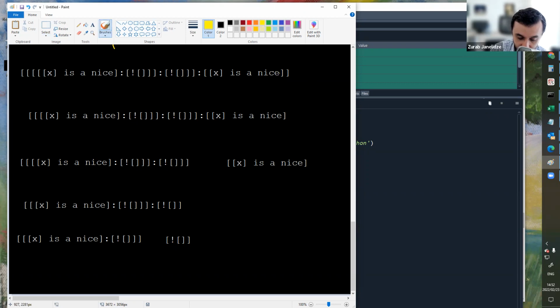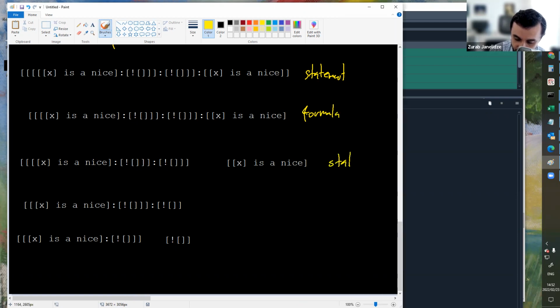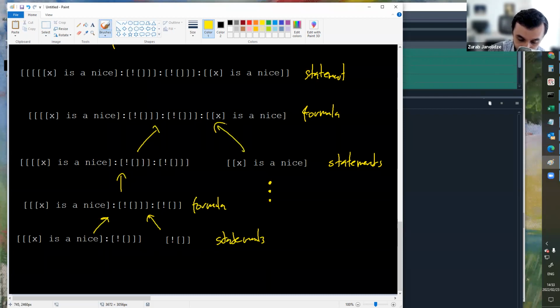So let's just label our ontology diagram. The first one was a statement. The second line was a formula. Then we had two statements there. So these were statements. And then we had, so there is more here, but I'm not breaking it down further. On this side, we have a single formula. And then we have statements. There we go.